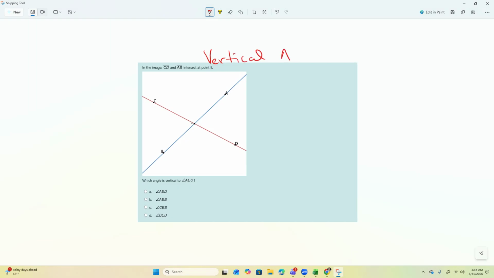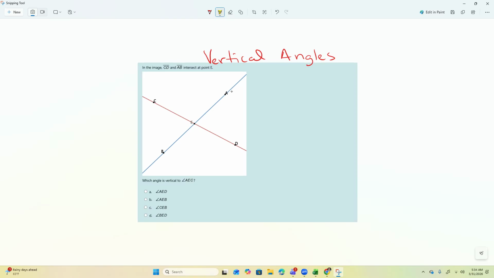Vertical angles are angles that happen when two lines cross, when two lines intersect, like the red line and the blue line you see on your screen right now, and the angles are opening in opposite directions.